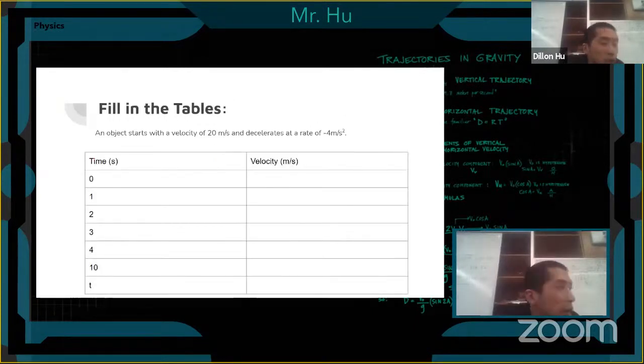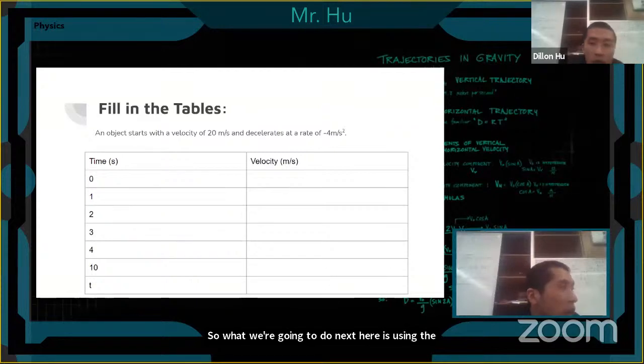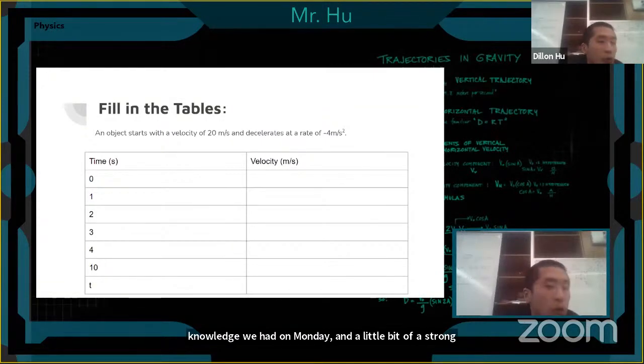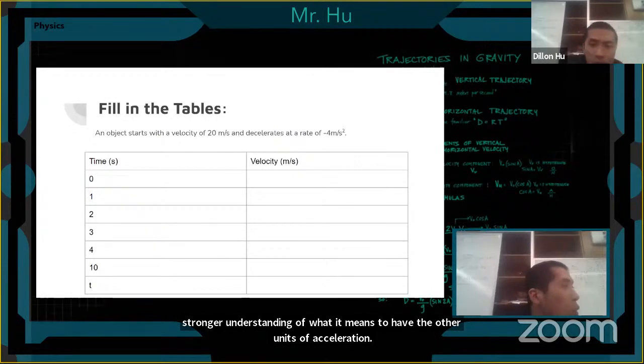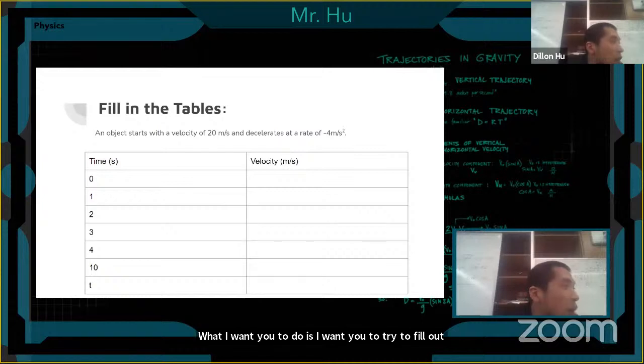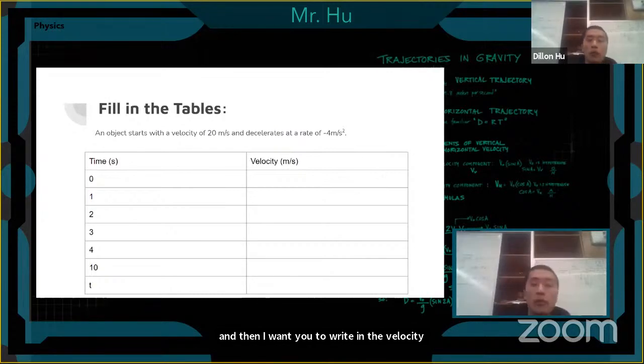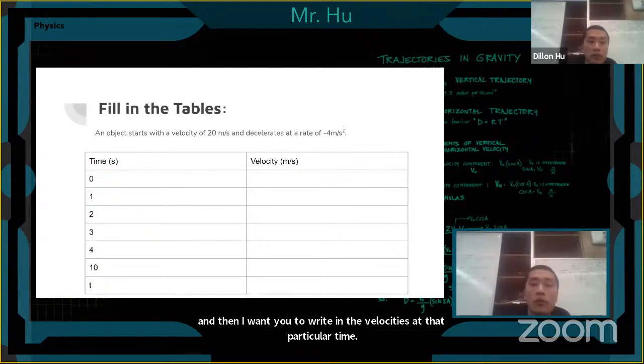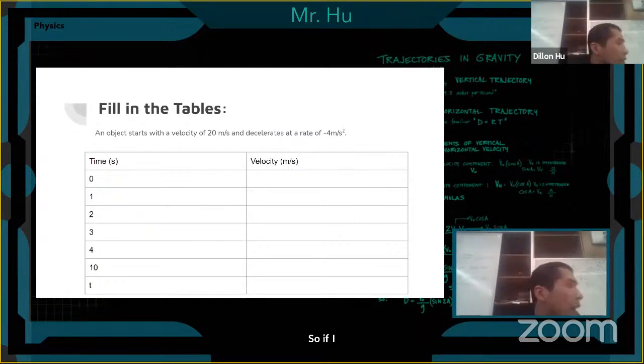So what we're going to do next here is using the knowledge we had on Monday and a little bit of a stronger understanding of what it means to have the units of acceleration. What I want you to do is try to fill out this table here. So what I have is a table of times and then I want you to write in the velocities at that particular time. So if I have times 0, 1, 2, 3, 4, 10, and t.